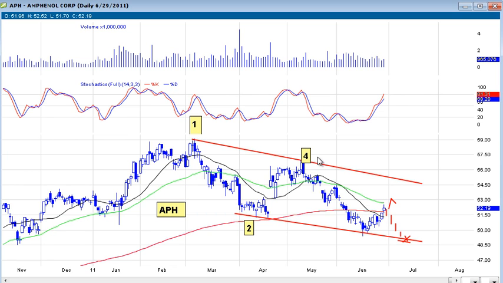So 1, 2, 3. This should actually be 3. I don't know why it's 4. 4 should be down here. You're trading 4 and you're trading 5.